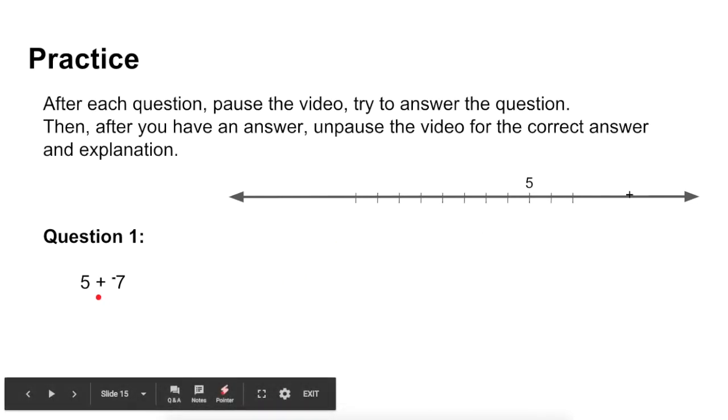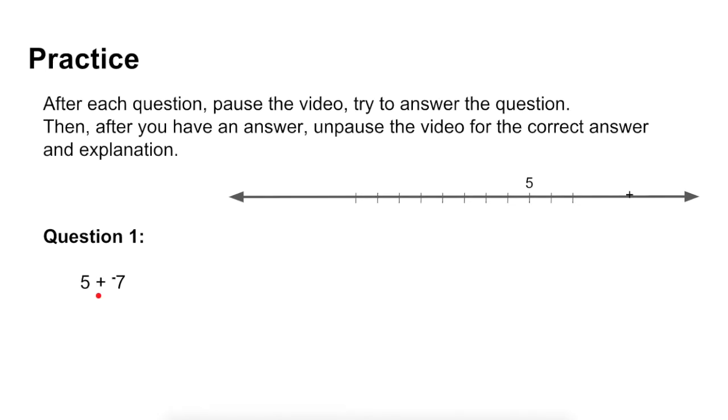So we have 5 plus negative 7. What's the first thing we need to think about? We need to think about, are we getting more positive, more negative, less positive, less negative? So we have here more negative. We start at 5 and we need to make it more negative by 7. So more negative is less positive. We know that that means that we need to move to the left. More negative, less positive means move to the left, starting at 5.